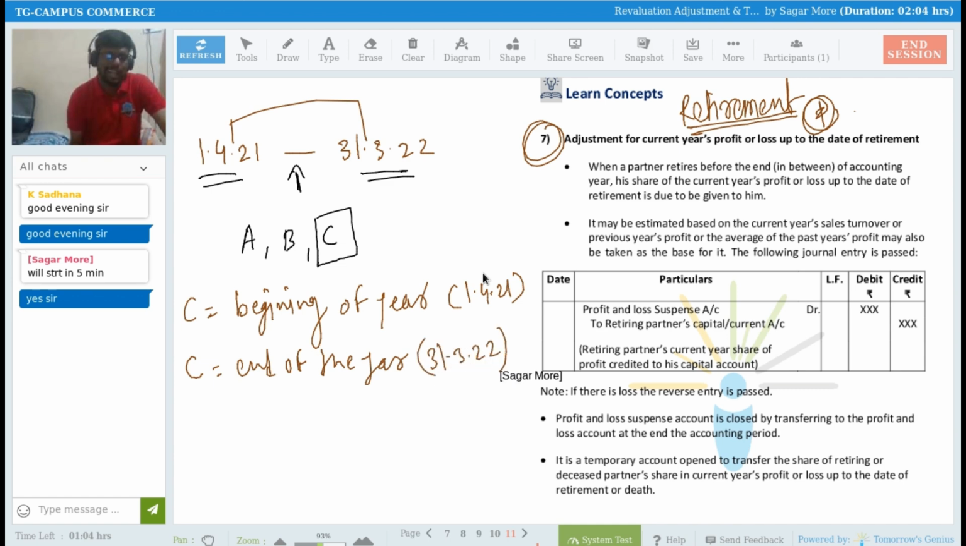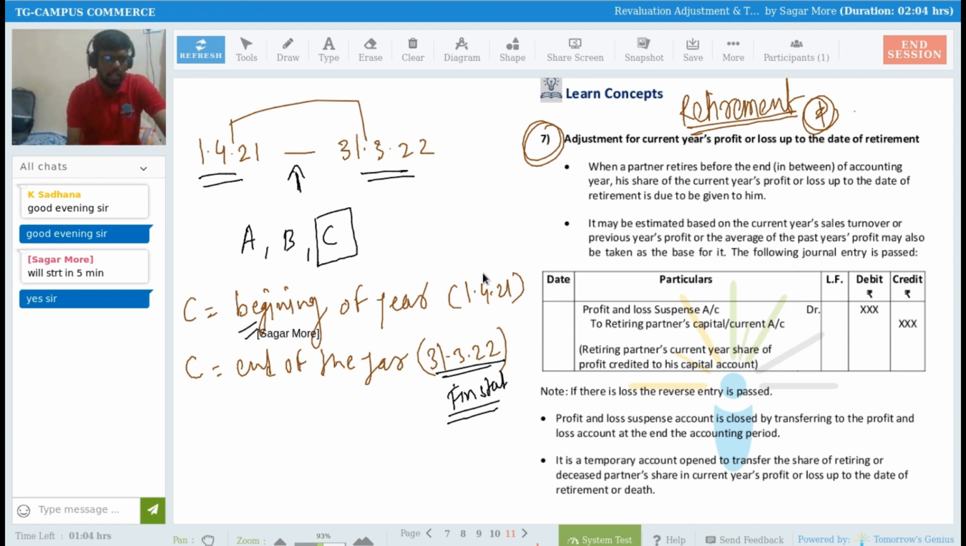So it's simple that for the entire year's profit, from April 2021 to 31st March 2022, he was there in the business, right? So I am supposed to pay him his share of the profit. And sir, we know that on 31st of March we prepare the financial statement, right? So I can calculate the correct and actual profit of the business for this year, and I can give him his share at the time of retirement, that is on 31st of March 2022.